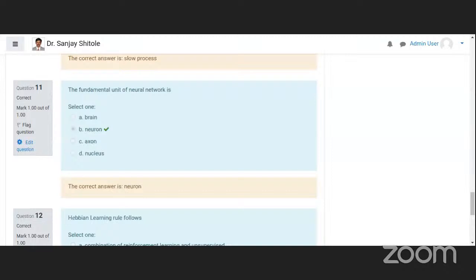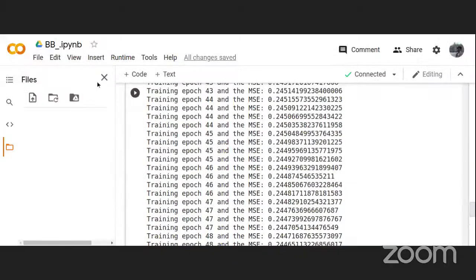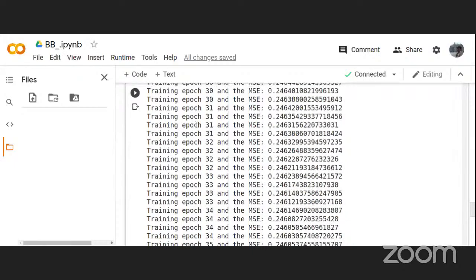Okay. So next task is perceptron. I will share this screen now, one another tab. So some disconnection took place. Single minute, wait a single minute. Okay, so I will share with you this backpropagation related task.